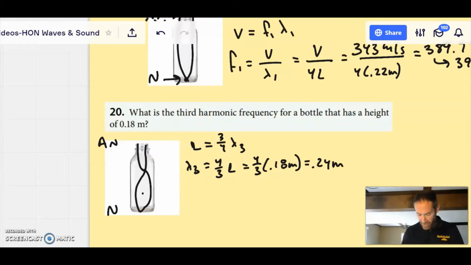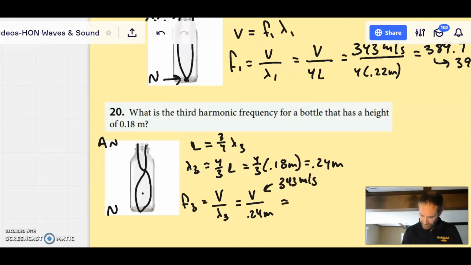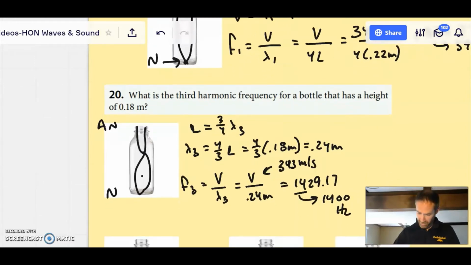Okay, so now if I want frequency 3, just like I did on the last example, I know that that's the wave speed divided by that wavelength. And so I'll make it wave speed, 343 meters per second, divided by 0.24 meters, and I end up getting 1429.17. Significant figure wise, let's make that 1400 hertz. Okay, so that's one way to just go straight at the answer. 1400 hertz is the answer.